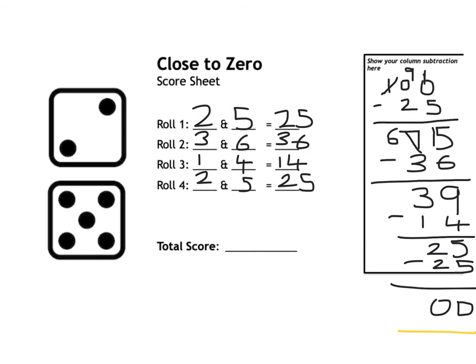So today you're going to play close to 0 using column subtraction to work out your totals as you go along. Good luck.